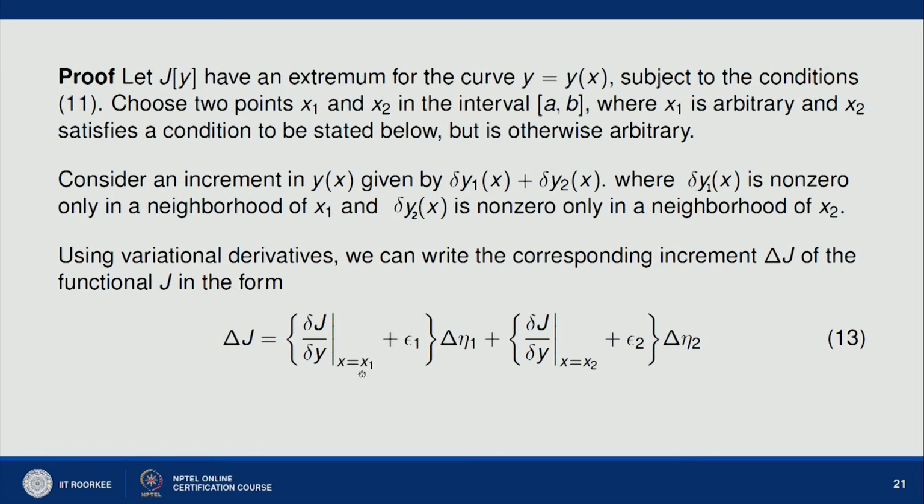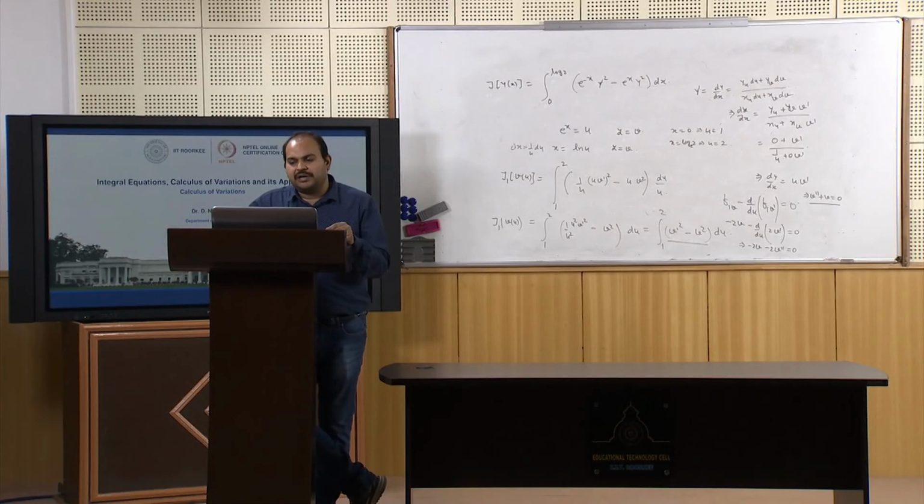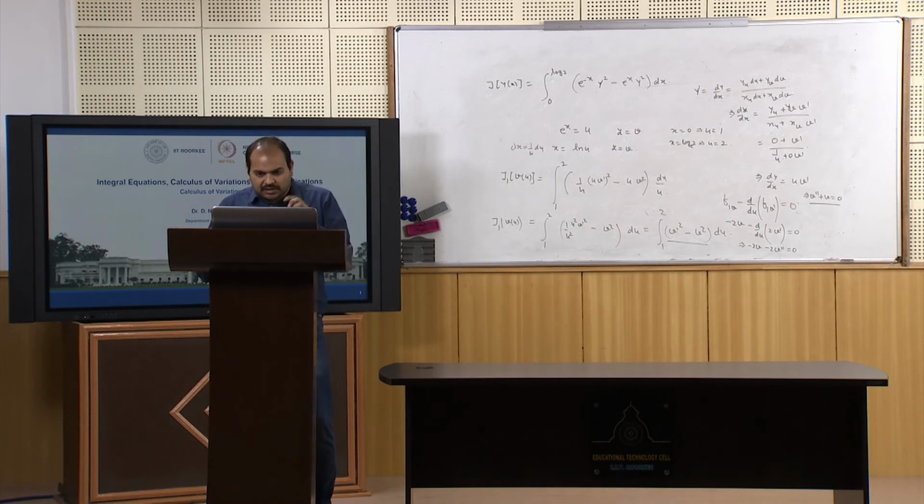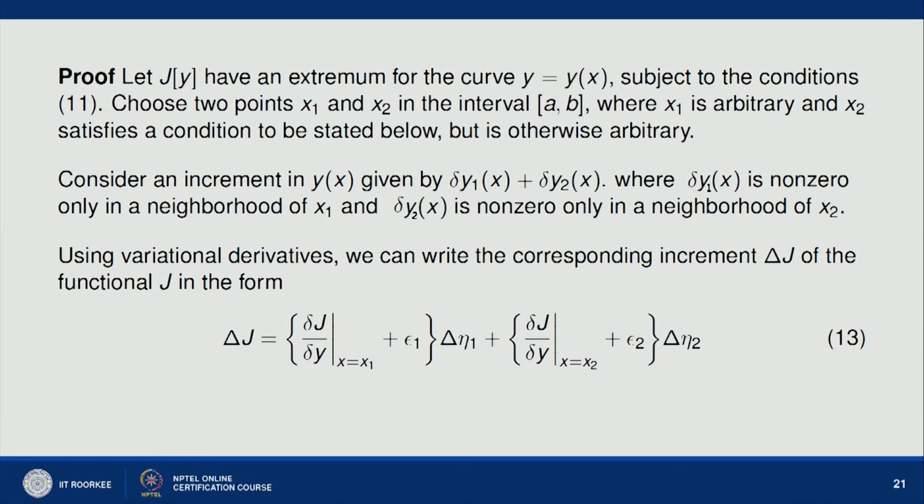So if we change delta 1 y of x in the neighborhood of x1, then it may happen that the value of I will also change. To balance that, we consider another point x2 where we take another variation in y of x, given as delta 2 y of x, such that the value remains constant.